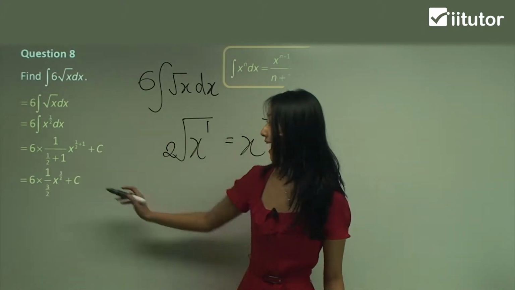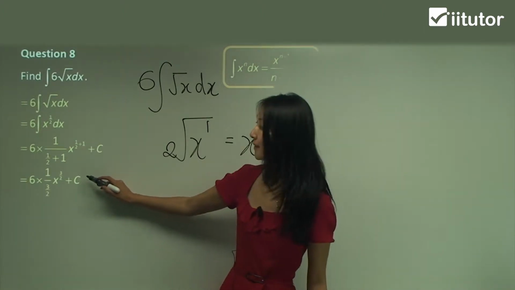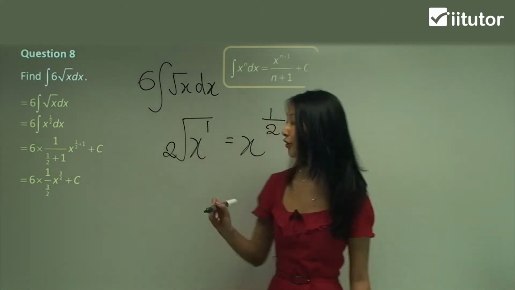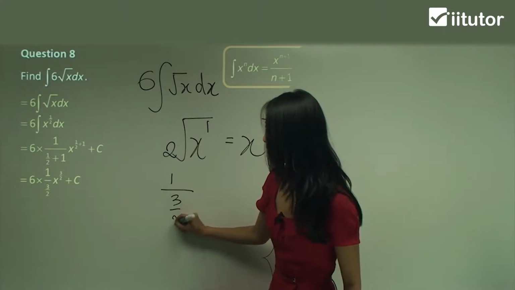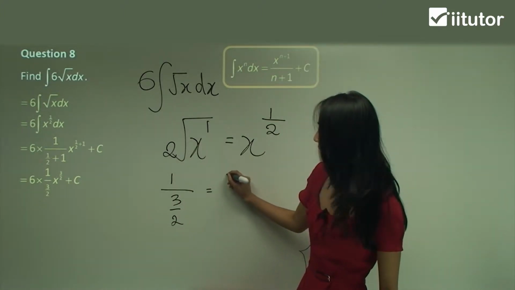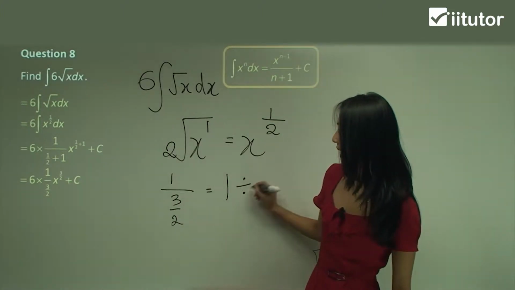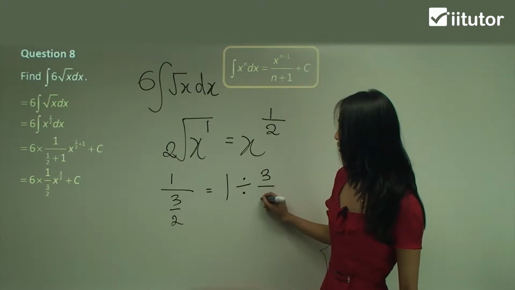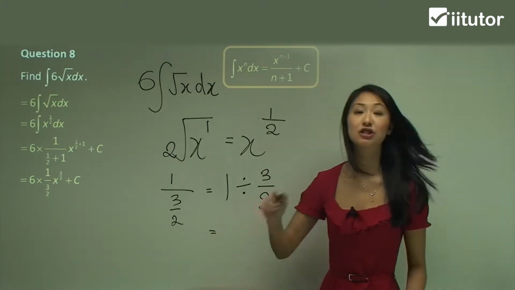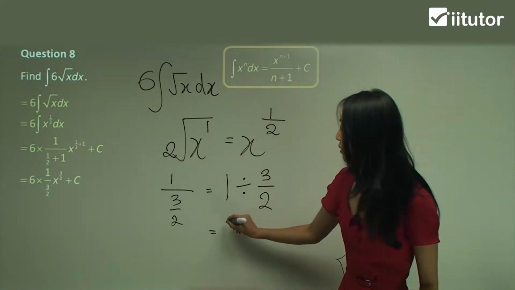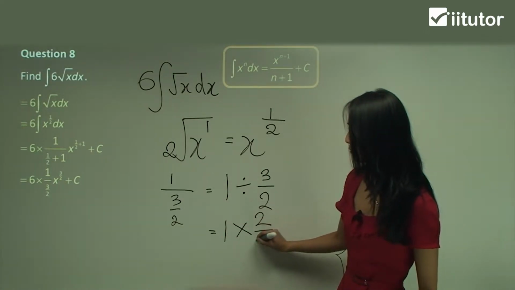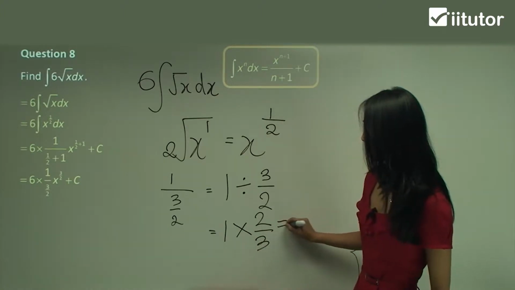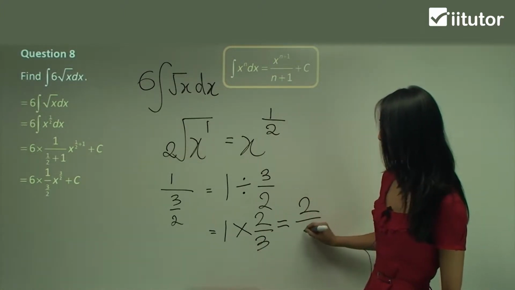So we just write it as x to the power of 3 on 2. And over here we have 1 on 3 on 2. Now I'll show you what that becomes. So this is the same as, you can imagine, 1 divided by 3 on 2. And you know that when we want to change the divided by to the multiplied sign, we flip it. So that becomes 1 times 2 on 3, which gives us just 2 on 3.